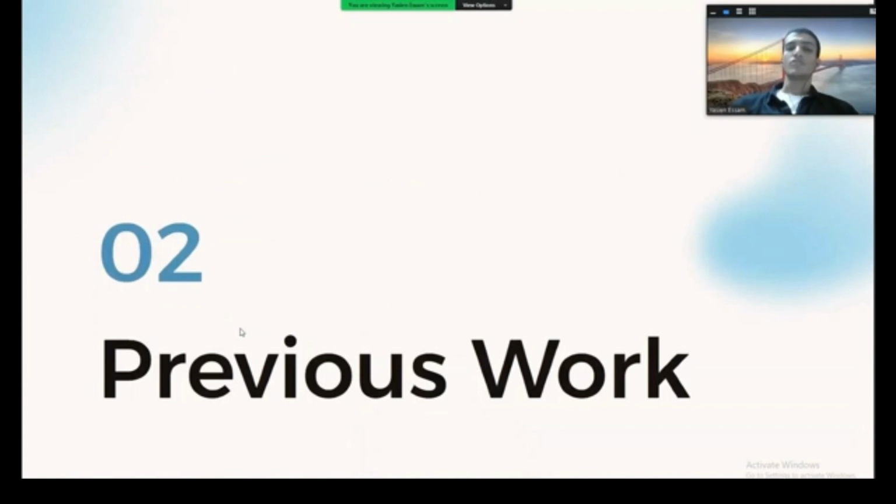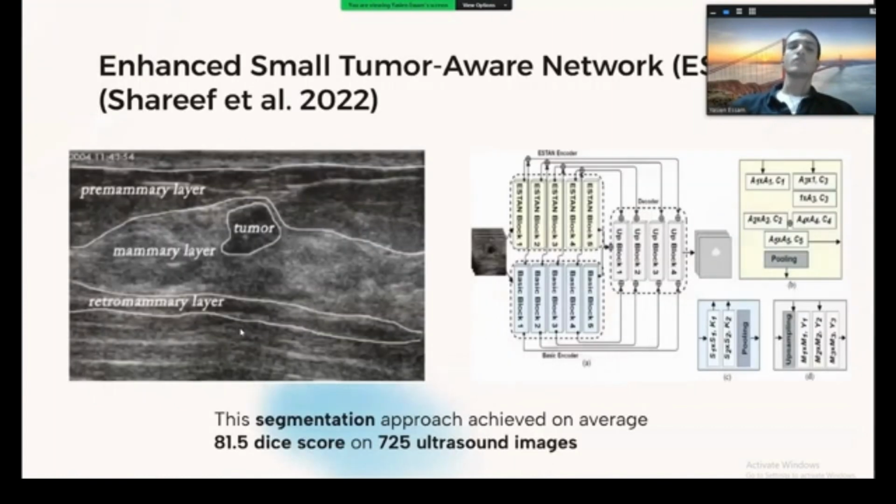So with a literature review, we found a paper on the enhanced small tumor aware network, which proposed a new architecture containing two encoders: the basic encoder, which downsamples the input features to collect the spatial information in the image, and also a stand encoder, which uses small kernel sizes to detect small lesions and narrow the perceptive field. This segmentation approach achieved an average of 91.5 dice score on a small dataset containing 725 ultrasound images.